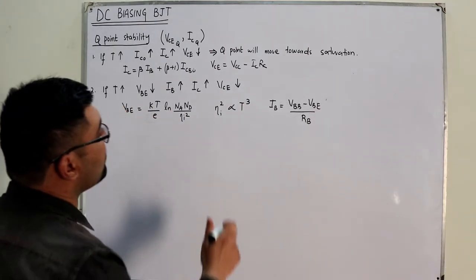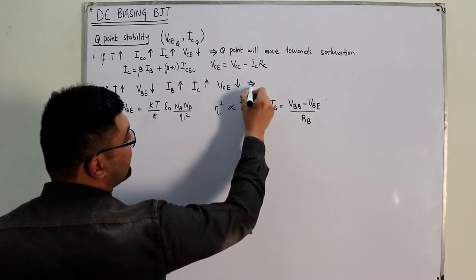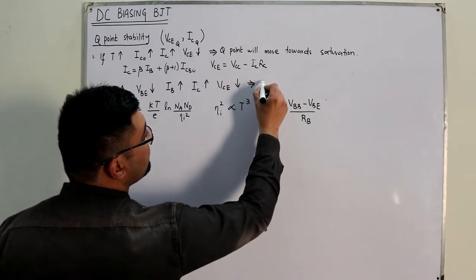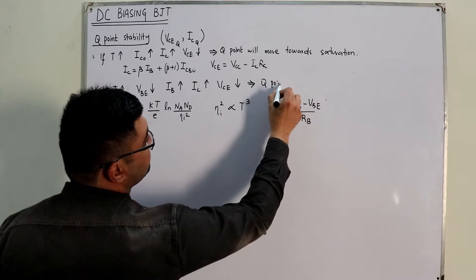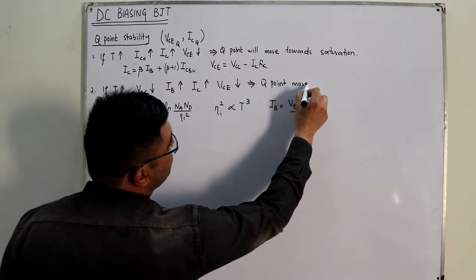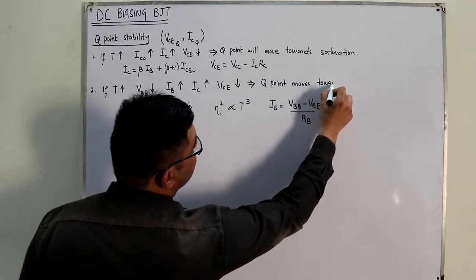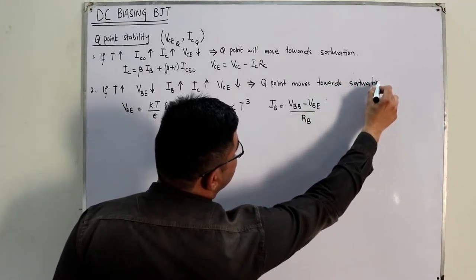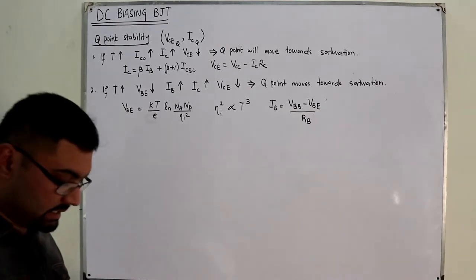And over here again, the effect is the same. The collector current has increased, VCE has reduced, and the Q point moves towards saturation. Is that fine?